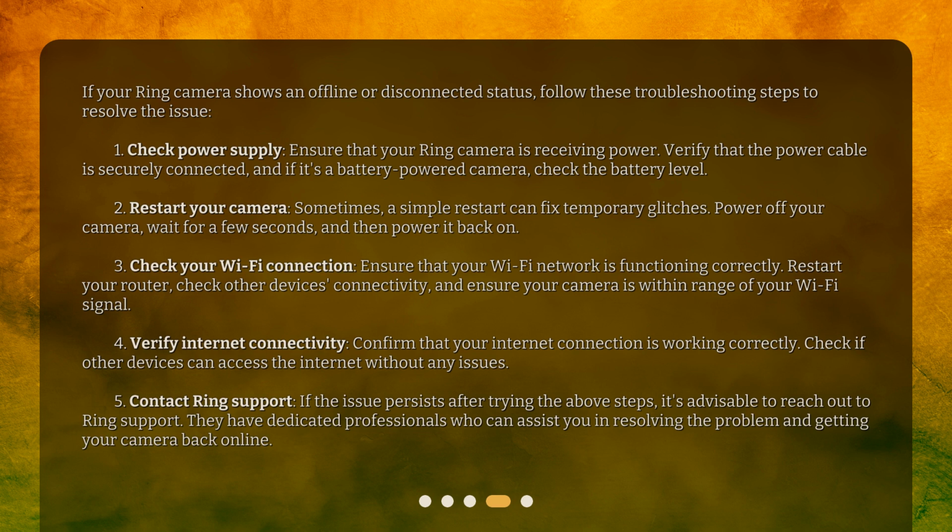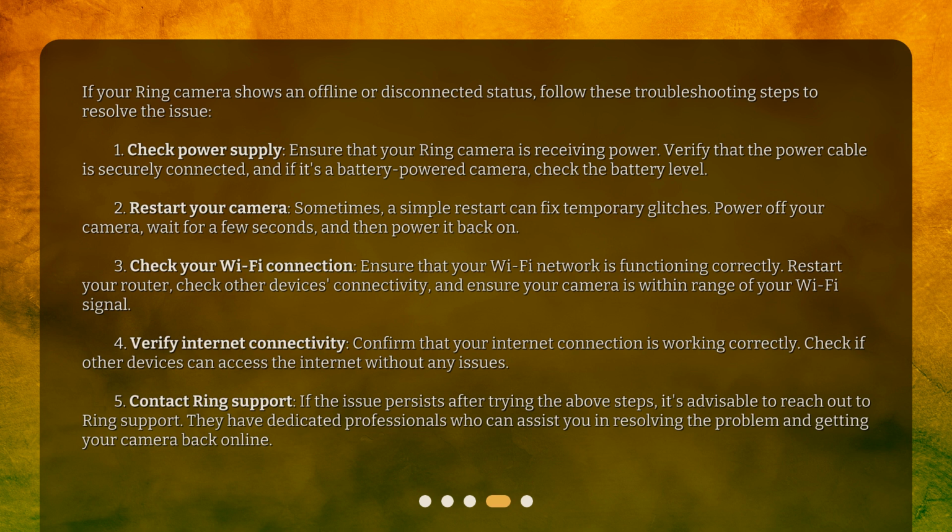3. Check your Wi-Fi connection. Ensure that your Wi-Fi network is functioning correctly. Restart your router, check other devices' connectivity, and ensure your camera is within range of your Wi-Fi signal. 4. Verify internet connectivity. Confirm that your internet connection is working correctly. Check if other devices can access the internet without any issues.